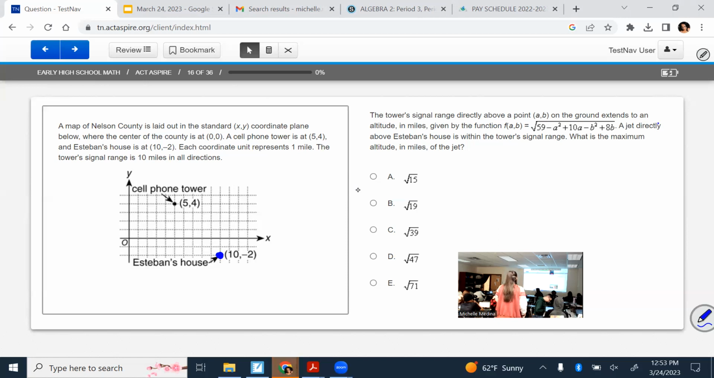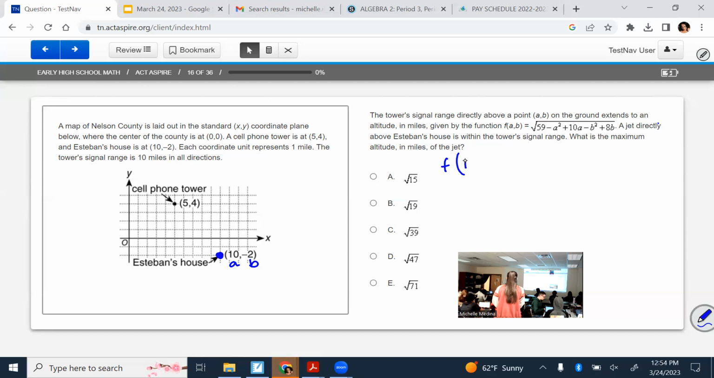So what is the maximum altitude in miles of the jet? Well, it said that this function would give you that. Since this is within the 10 miles of the cell phone tower, because it just told you it is, all you have to do is plug in this for the A and this for the B into this function. Questions on that? Okay, because this is a jet is above Esteban's house, which is within the signal range. So that's what we're doing.